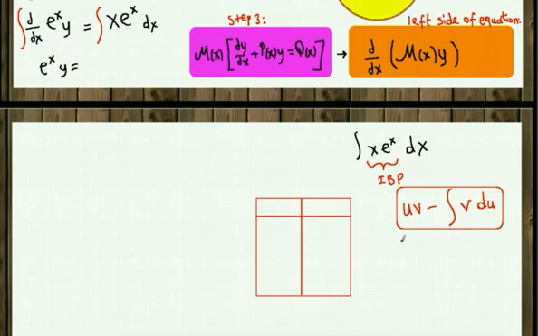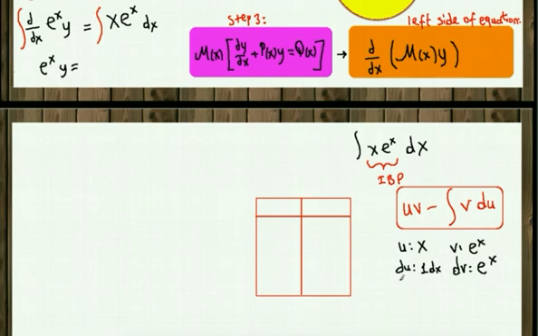Okay, in the formula we need to define what the u is and what the dv is. So u should be the function which is differentiable very fast, and dv has to be the function which is integrable fast. After observation we can see that derivative of x is good and integration of e to the x is good. So derivative of x is 1 dx, and integration of e to the x is e to the x.